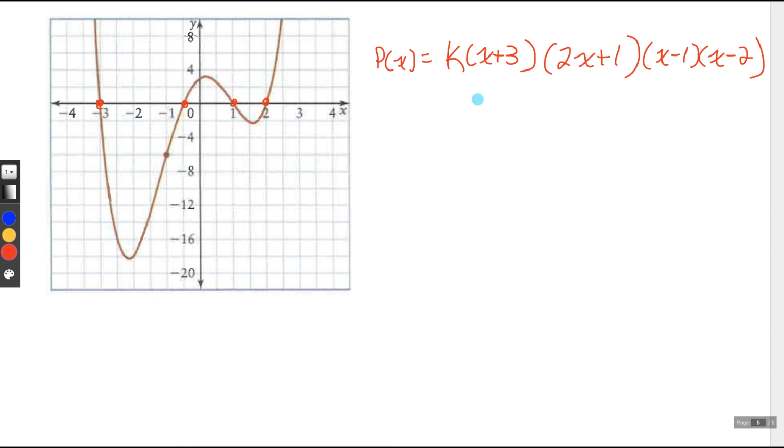Now I need to find the member of this family that passes through another point on this function. I can't use one of the x-intercepts, I need another point, and it looks like this one's labeled for us right here. This is the point negative 1, negative 6. So I'll plug in negative 1 for x, negative 6 for y, and solve for k.